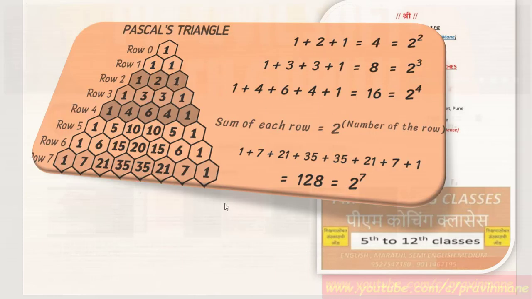Now you can check this for the seventh row: 1 plus 7 plus 21 plus 35 plus 35 plus 21 plus 7 plus 1 is 128, which is equal to 2 raised to 7. Seventh row, 7.